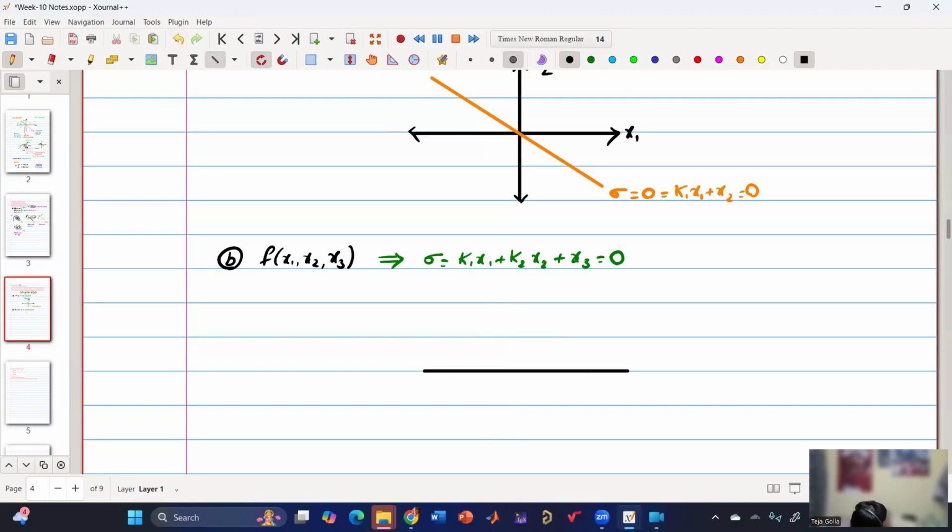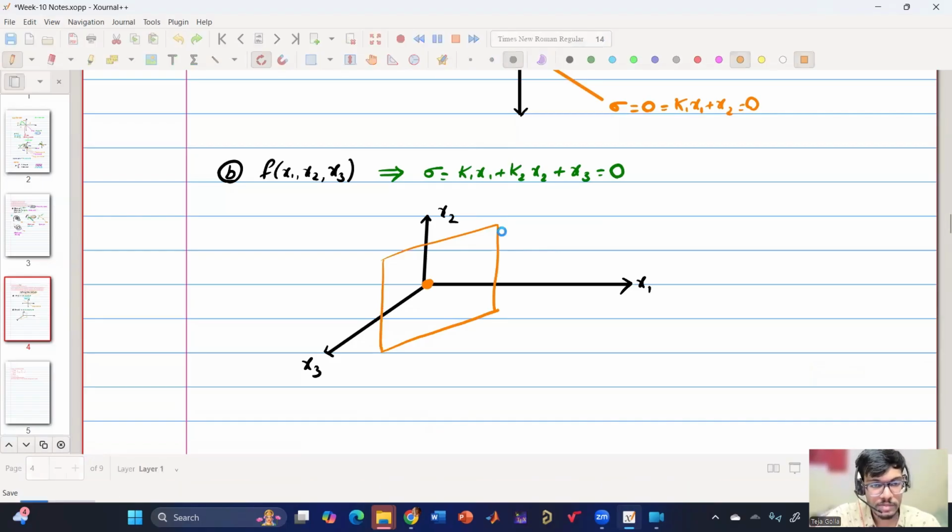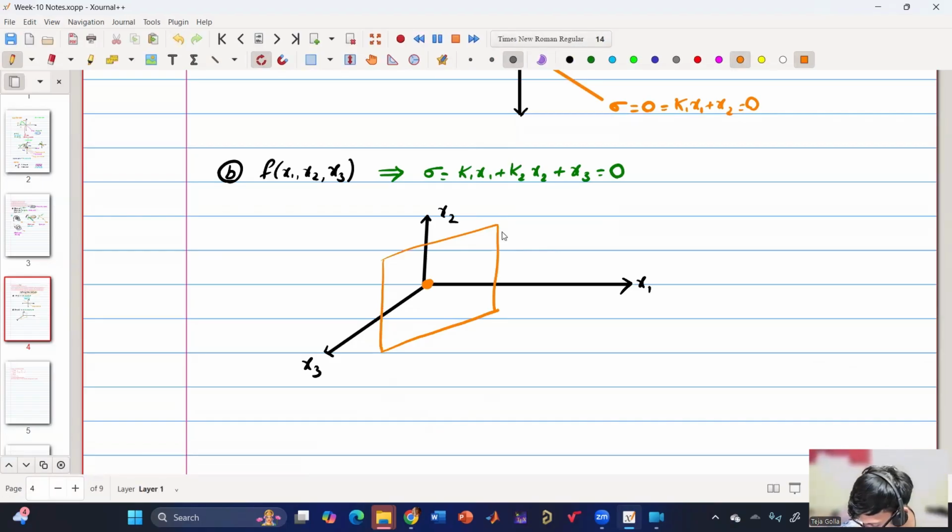So basically it's three-dimensional. We have x1, x2, x3, and say we have a plane passing through the origin. So it's a plane in 3D and it is passing through the origin. So the plane is 2D. This sigma equals to 0 is k1 x1 plus k2 x2 plus x3 equals to 0. It's a two-dimensional plane in 3D space.